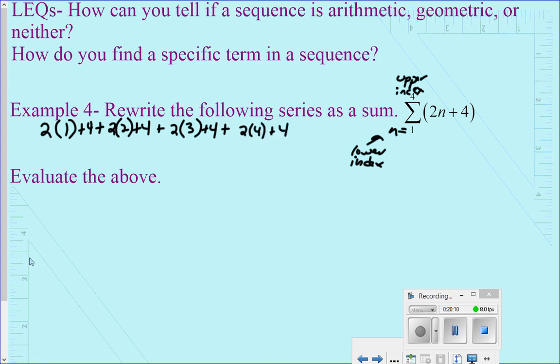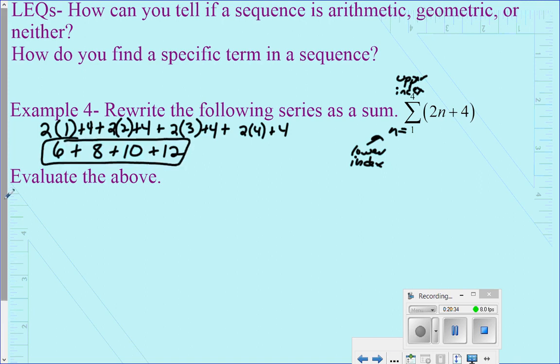Now, it says rewrite the following series as a sum, so I'm going to actually write that out. I'm going to figure out what I get here. So 2 times 1 is 2 plus 4 is 6, plus sign. 2 times 2 is 4 plus 4 is 8, plus 2 times 3 is 6 plus 4 is 10. Hopefully you're seeing the pattern now. 2 times 4 is 8 plus 4 is 12. Okay, so when it says rewrite the following series as a sum, that is my answer. It just means write out the terms with plus signs in between. And that is rewriting the series as a sum.